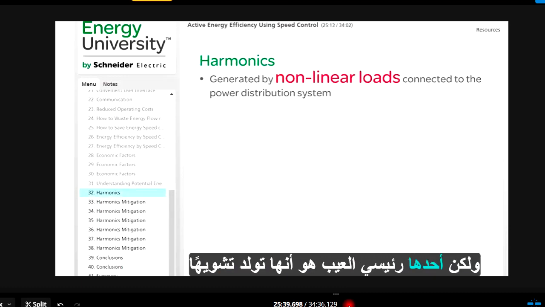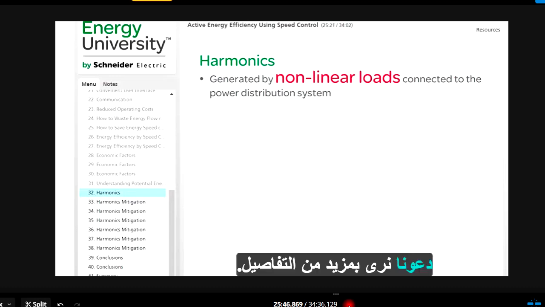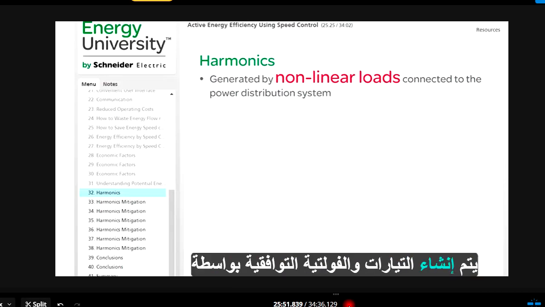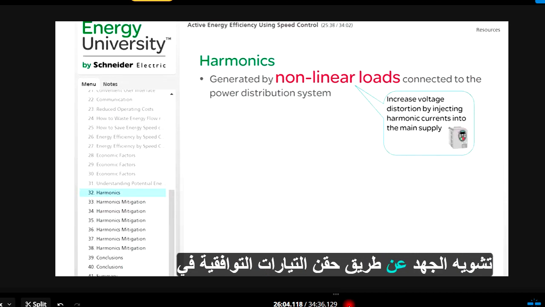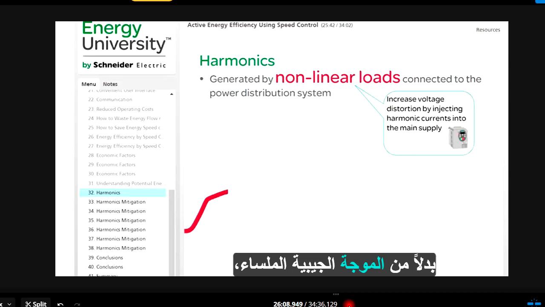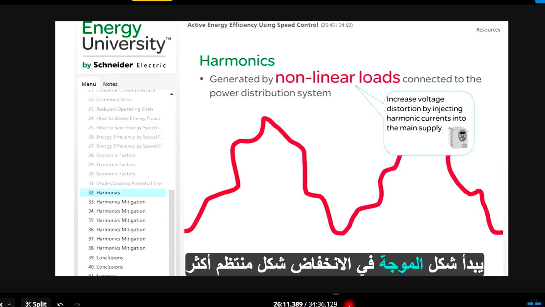Frequency converters have many advantages, but one main disadvantage is that they generate harmonic distortion in the power network. Let's see with more details what are the problems and the solutions. Harmonic currents and voltages are generated by nonlinear loads connected to the power distribution system. Variable speed drives are themselves nonlinear loads and therefore increase voltage distortion by injecting harmonic currents into the main supply. Instead of a smooth sinusoidal wave, the waveform starts to be a less regular, more distorted shape.